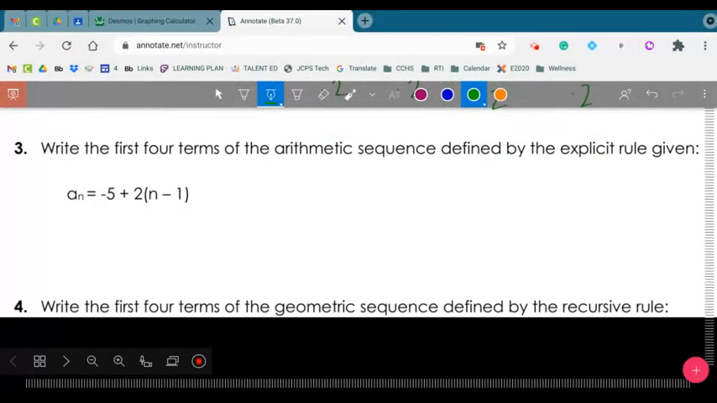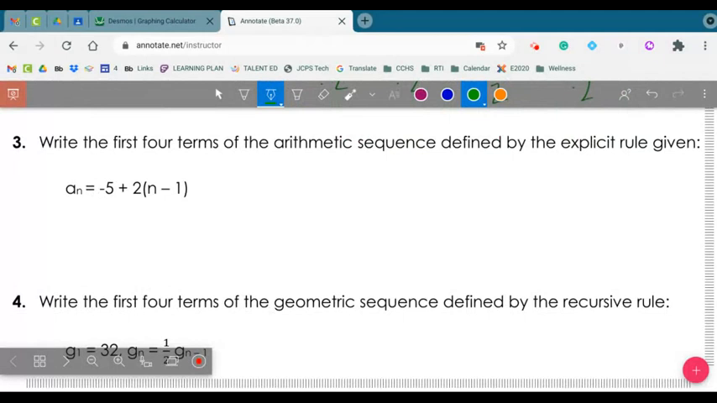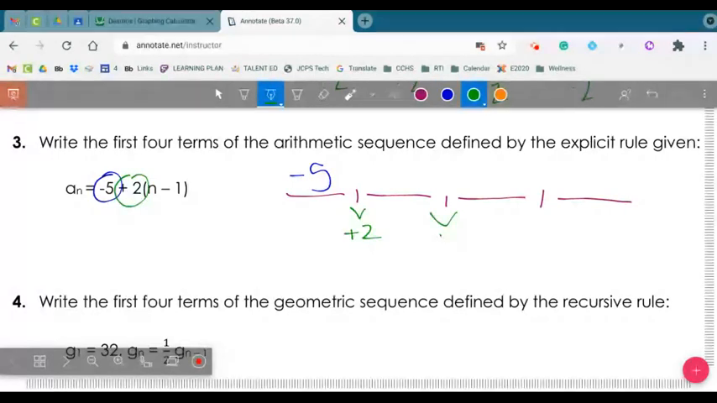Okay, going on to the next one, it says write the first 4 terms of the arithmetic sequence defined by the explicit rule given. So I'm going to draw my 4 lines. My first term, remember, is the first term listed, which is negative 5. Then I'm adding 2 each time. So we're going to get negative 3, then negative 1, and then 1. And those are my first 4 terms.